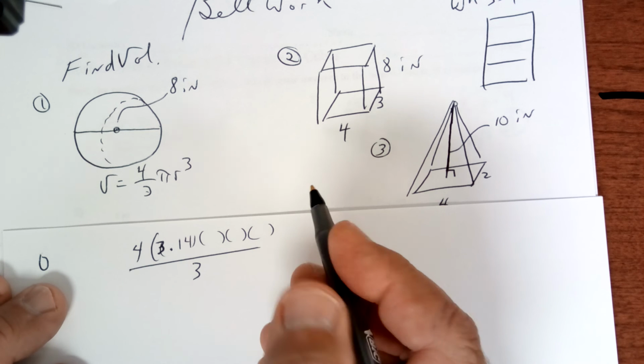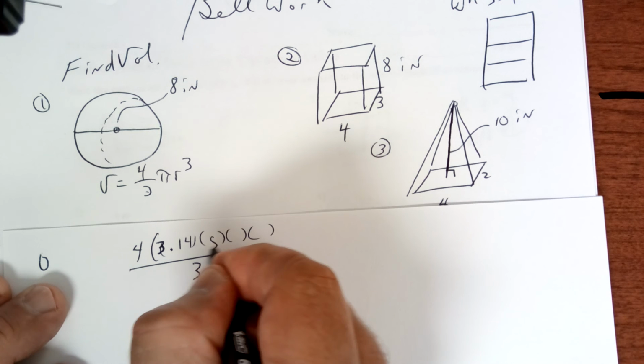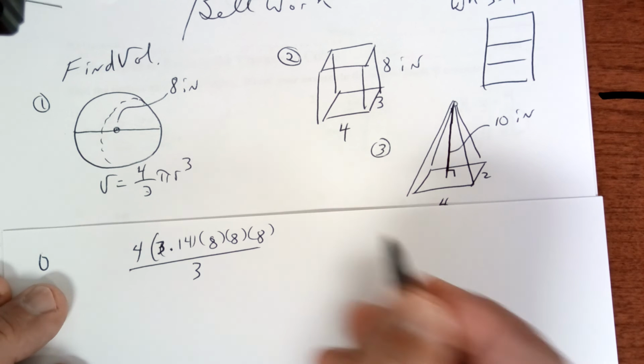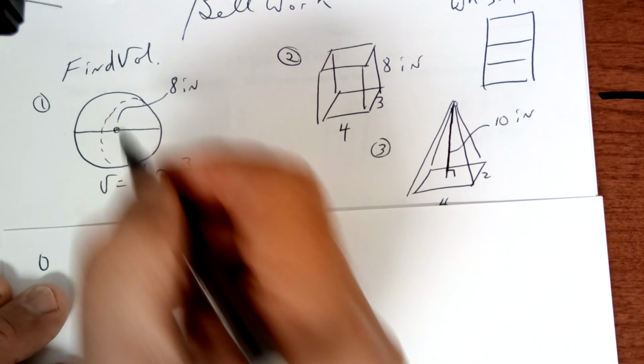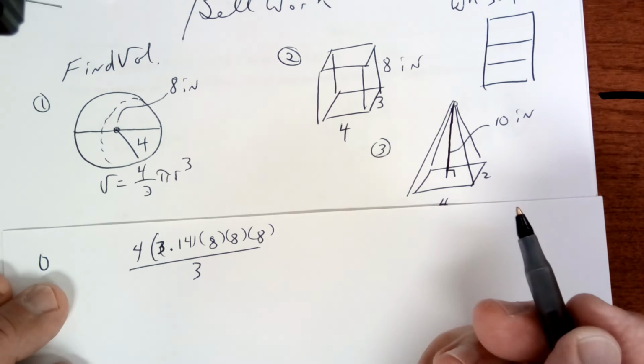So here, the radius is not 8. If you put 8, you did the diameter and you're going to miss it. The radius is actually 4. So you want to put 4.